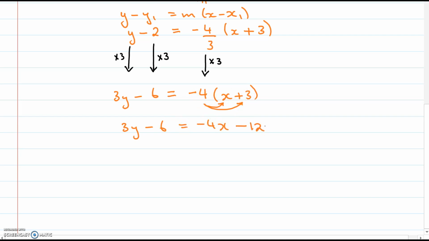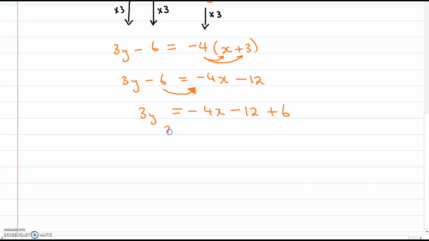You want to get y on its own, because we always leave these in slope-intercept form. So move that negative 6 to the other side. We're going to have 3y is equal to negative 4x minus 12 plus 6. So 3y is equal to negative 4x. Add these two numbers: negative 12 plus 6 is minus 6.